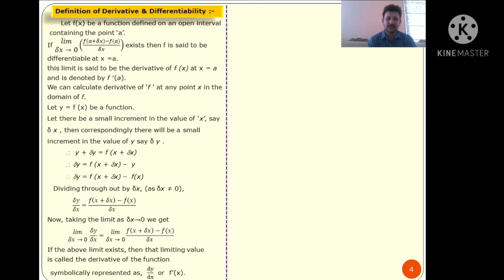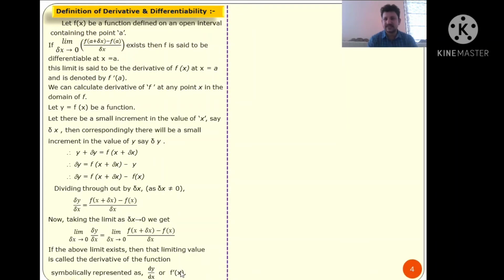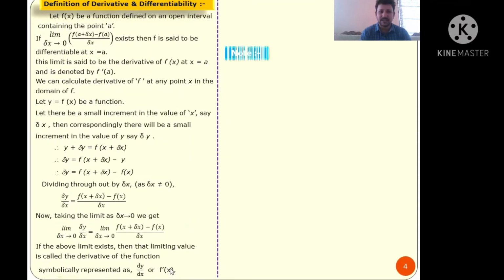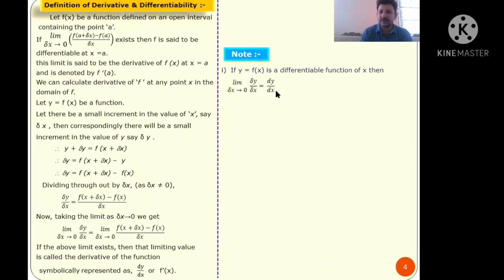Symbolically, the derivative is denoted by dy upon dx or f dash of x. If the limiting value of delta y upon delta x as delta x tends to 0 exists, it is expressed as dy upon dx or f dash of x. Anyway, you can use any symbol as per your choice. Remember this concept: if y equal to f(x) is a differentiable function of x, then the limiting value is denoted by dy by dx, that is, the derivative.